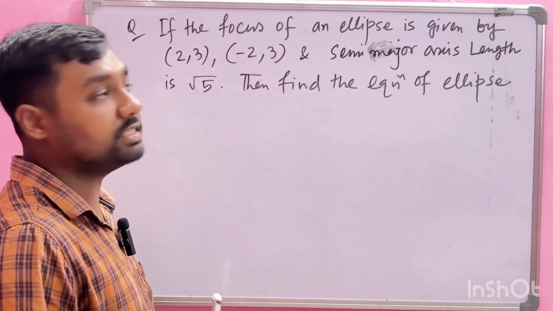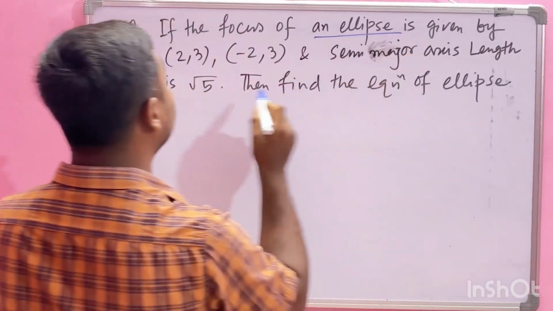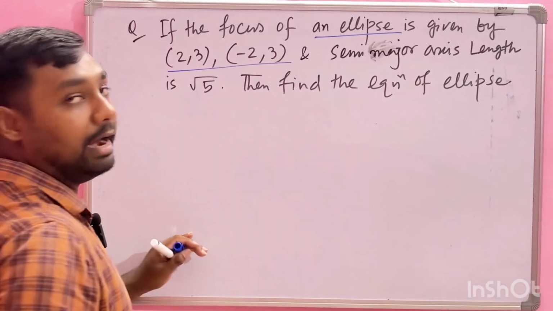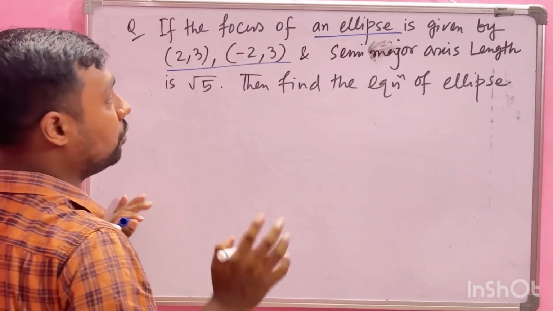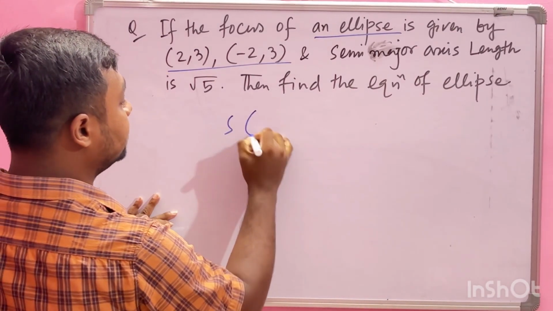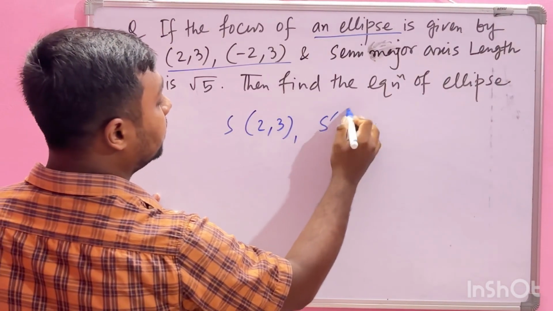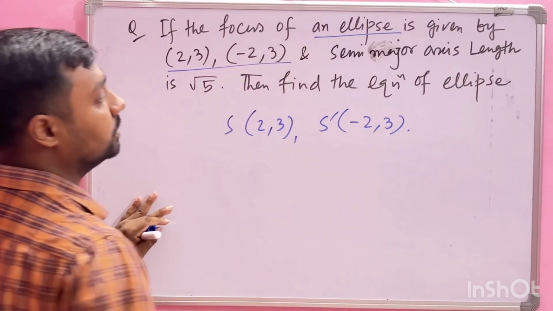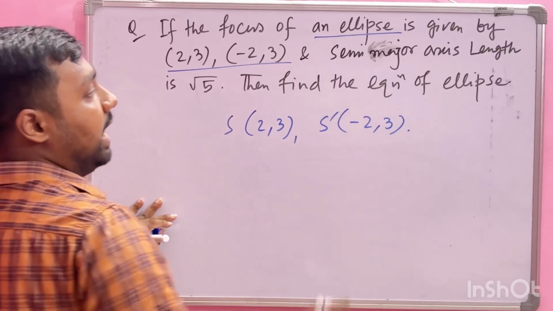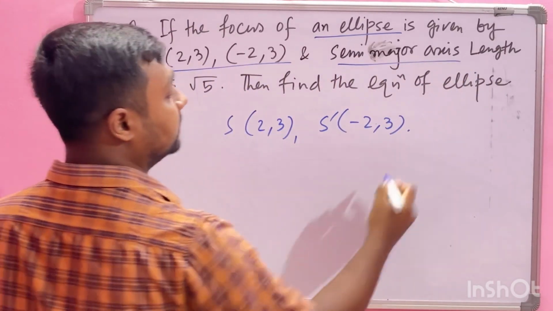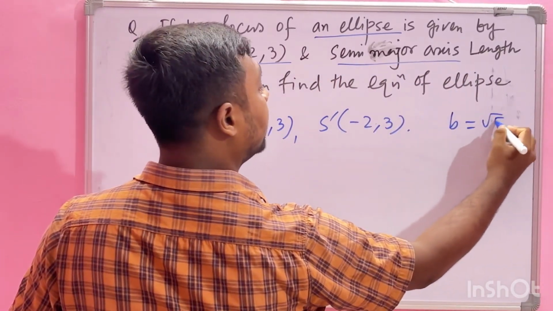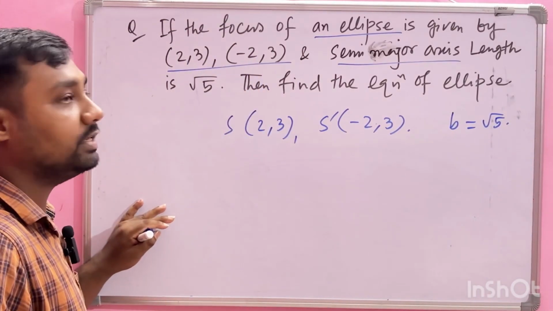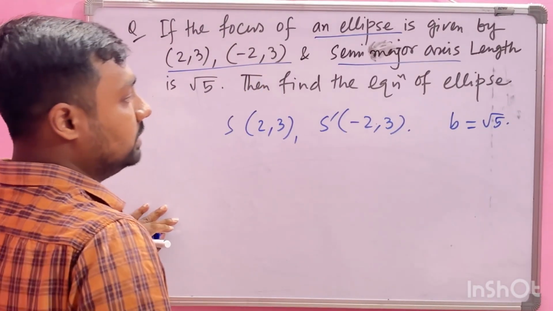The foci of an ellipse are given by (2, 3) and (minus 2, 3). So two foci of the ellipse, one S is (2, 3) and the other S dash is (minus 2, 3). These two are the foci, and the semi-major axis length, that is b, is given as √5. So we have to find the equation of the ellipse.